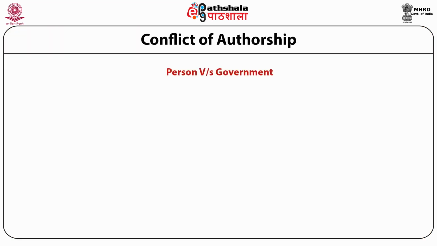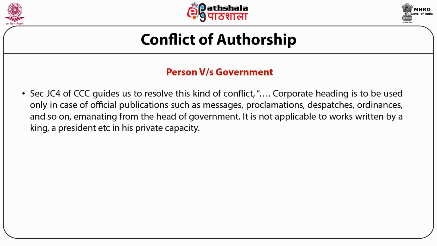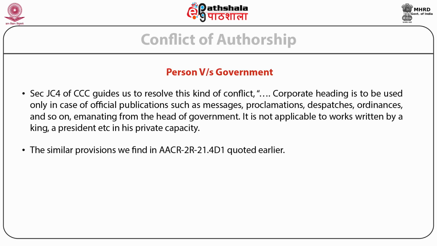Person versus government. Section JC4 of CCC guides us to resolve this kind of conflict. Corporate heading is to be used only in the case of official publications such as messages, proclamations, dispatches, ordinances, and so on, emanating from the head of the government. It is not applicable to works written by a king, a president, etc. in his private capacity. Similar provisions we find in AACR-2R under rule number 21.4D1, quoted earlier.